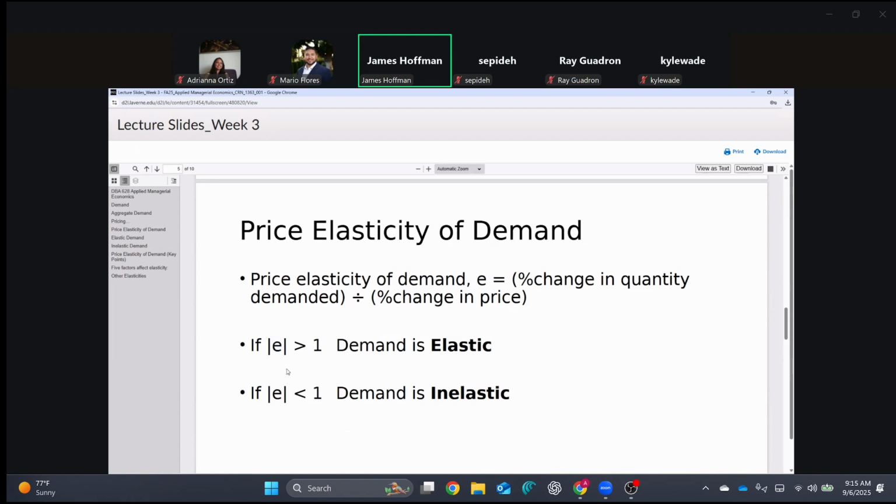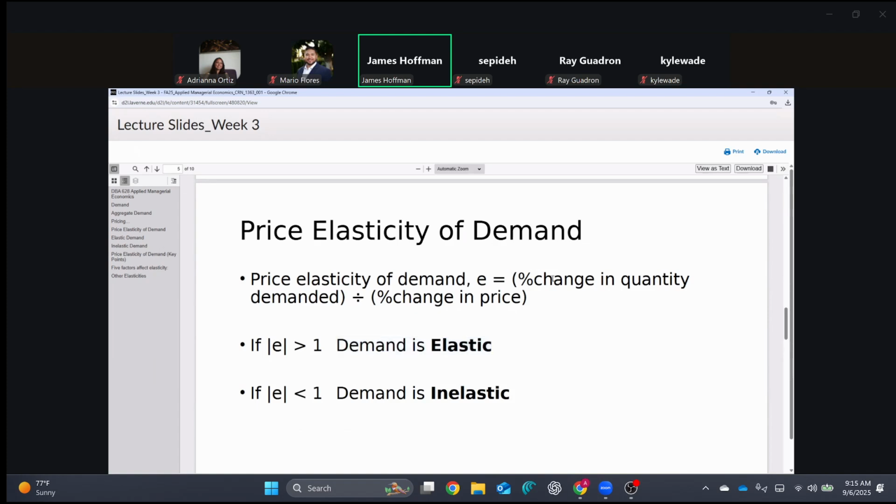So essentially, if the absolute value of the elasticity is bigger than one, you would call demand elastic. That would mean that the percent change in quantity is bigger than the percent change in price. So all we know here is that if the price goes up by a certain percent, the demand changes by more than that. So demand is responding more than the price change, right? Now there's degrees of that, but just to understand the concept.